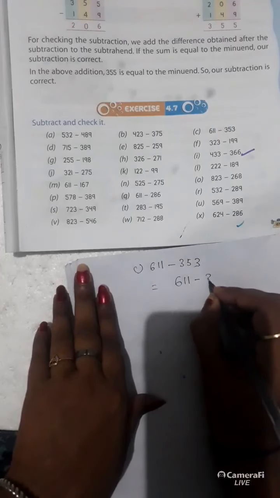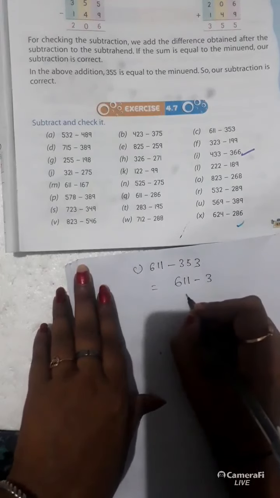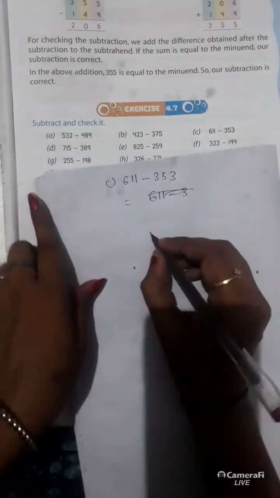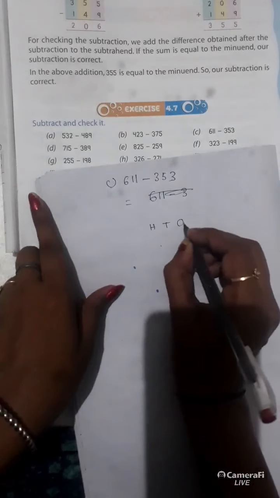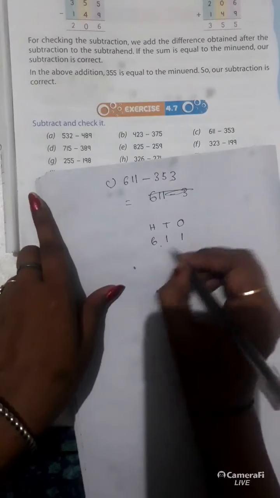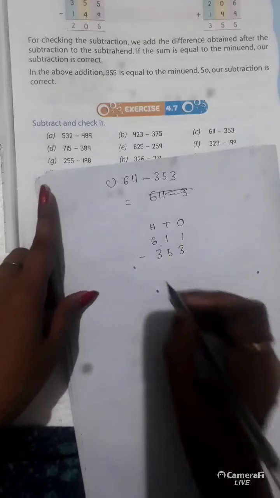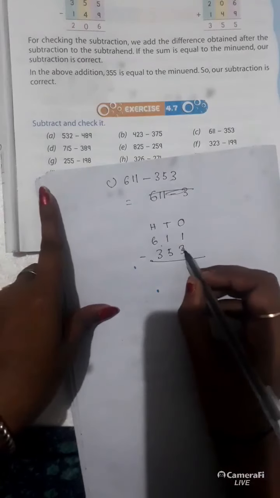611 minus 353. What do I need to do? I need to subtract it. So I will write hundreds, tens, ones. 611 minus 353. Okay, so now let's subtract it.